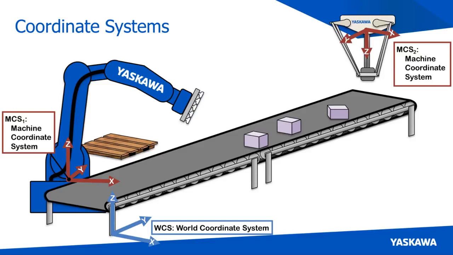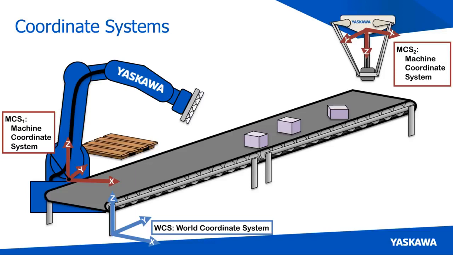Looks like the x-axis is going in the same direction, but the y is completely inversed. So all of these are going to have different offsets to a world coordinate system, although the world coordinate system is going to be the same in reference to itself. So each of these machines has its own machine coordinate system, and each of these are going to be commanded separately.